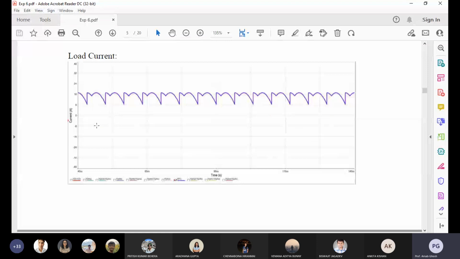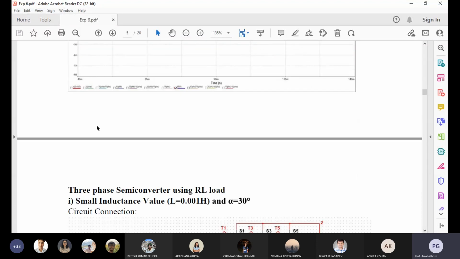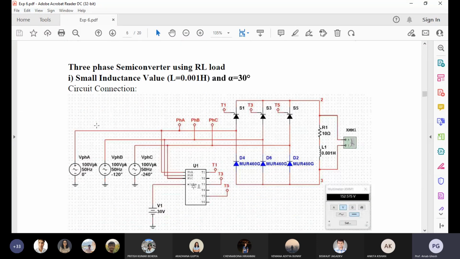Some mistake is there here. So you just write only the inductor value. That range may be different. No need to write small inductor, high inductor. That is small inductor with respect to whatever rated inductor value you are considering, but we are not specifying here what our rated inductor value is.